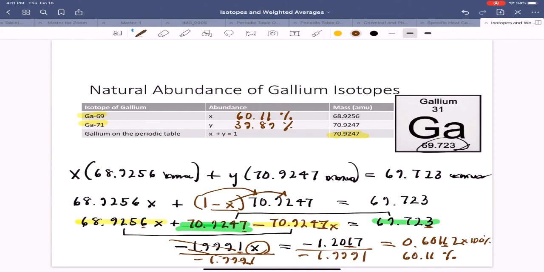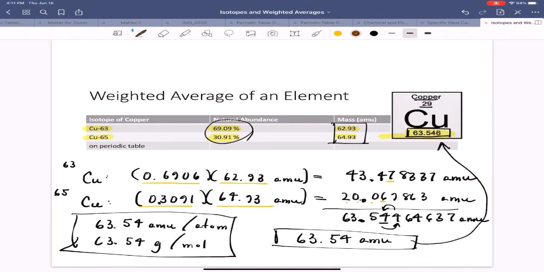Okay, so those are the two kinds of weighted average problems that you could see. We could see one where we have to use a system of equations to solve for the abundance. And the second equation that we need was this one, x plus y equals 1. More commonly, you're going to see this. In our class, you're going to see this. I'm going to use the natural abundances and the masses to find the number I expect to see on the periodic table, which is a weighted average. And there is no actual atom that has that mass.